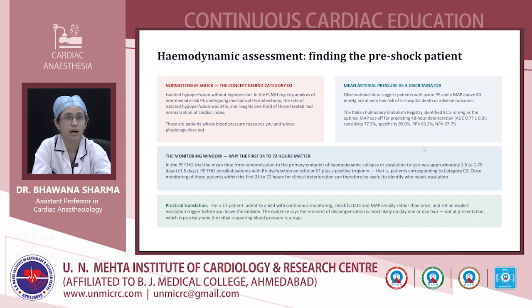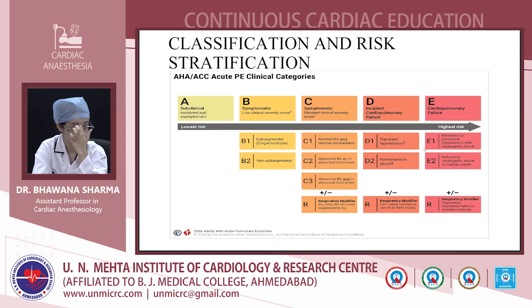So coming to the hemodynamic assessment of the patient, like the normotensive shock, that is the criterion D2. Normotensive shock is a condition where there is isolated hypoperfusion without hypotension. That is, there is hypoperfusion evidenced by increasing lactate, but the patient's blood pressure seems to be normal. So this is the same risk stratification again.